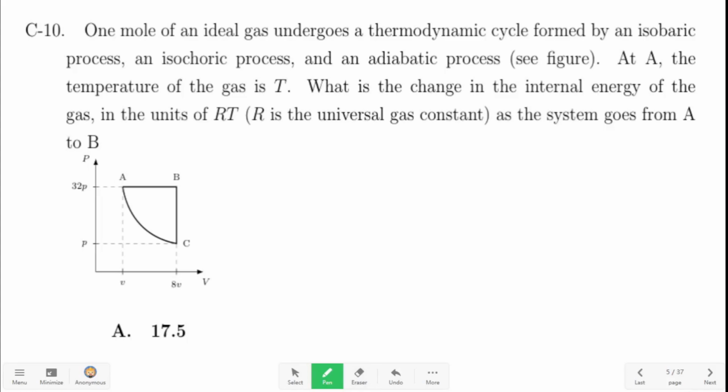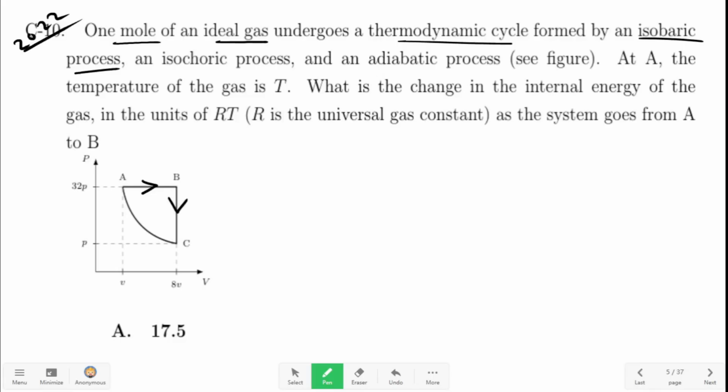In this question from JEST 2022, we are given an ideal gas of 1 mole. It undergoes a thermodynamic cycle which involves 3 processes. The first one is isobaric process. From A to B we have isobaric process. In isobaric process, pressure is constant.